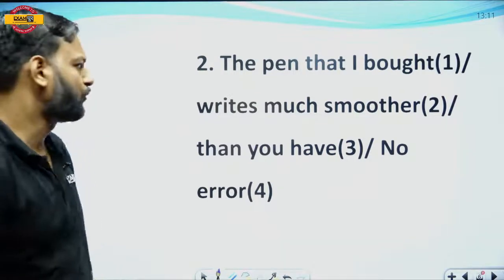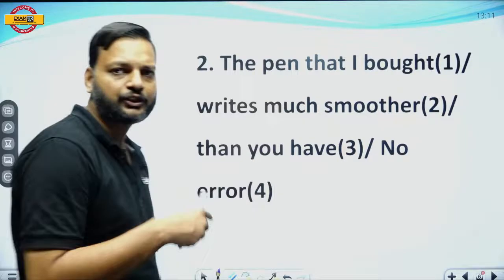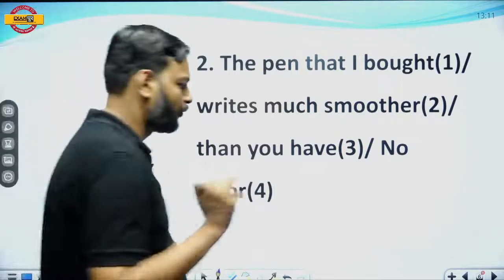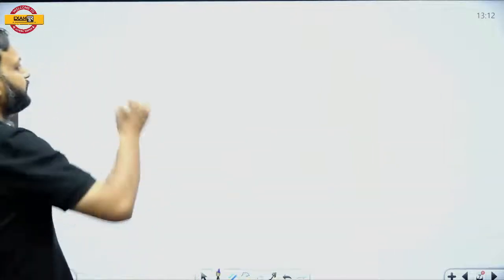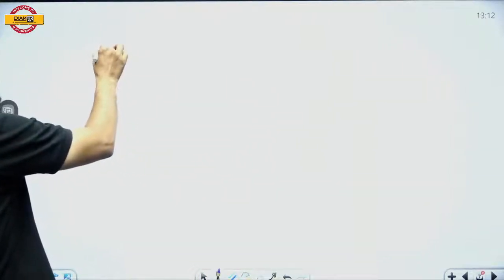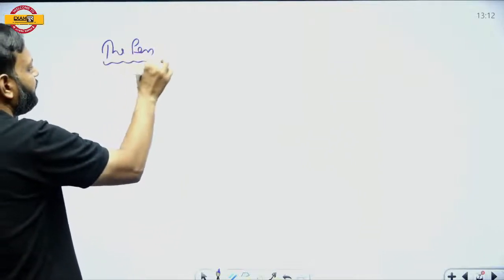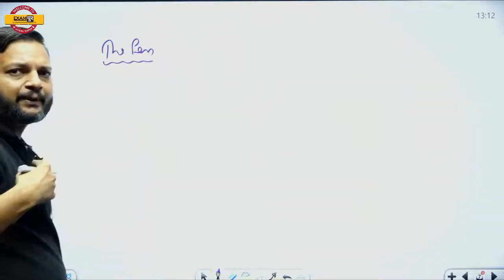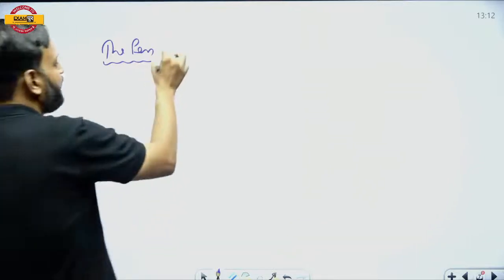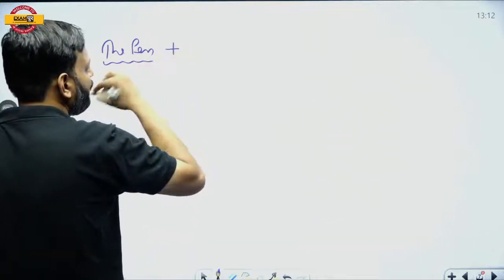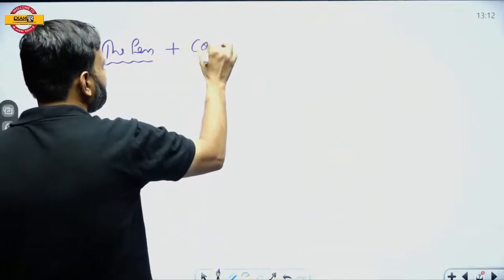Okay, let me tell you a rule. I'll tell you the answer of this question later. First, let's see a rule. See, when we compare something, for example, I am comparing the pen. If I am comparing the pen with something, the pen will be followed by comparative degree.